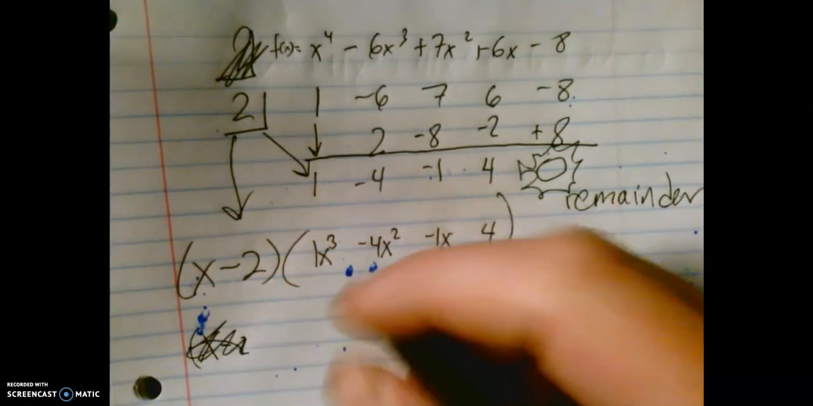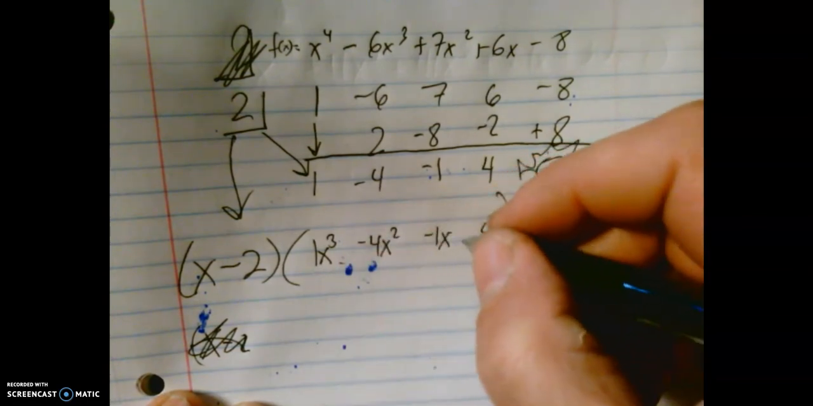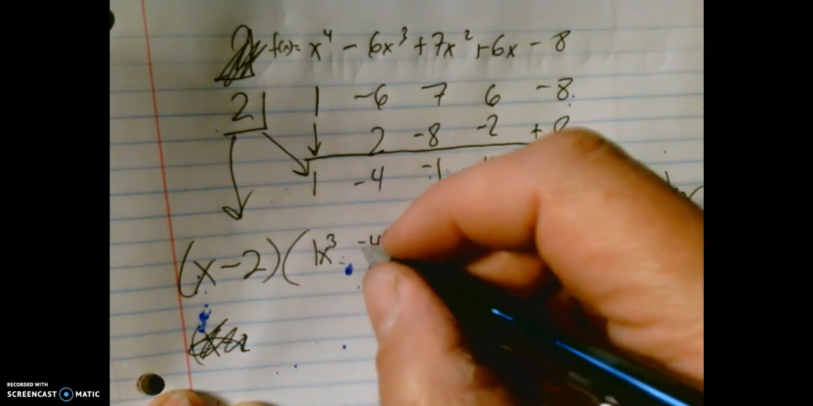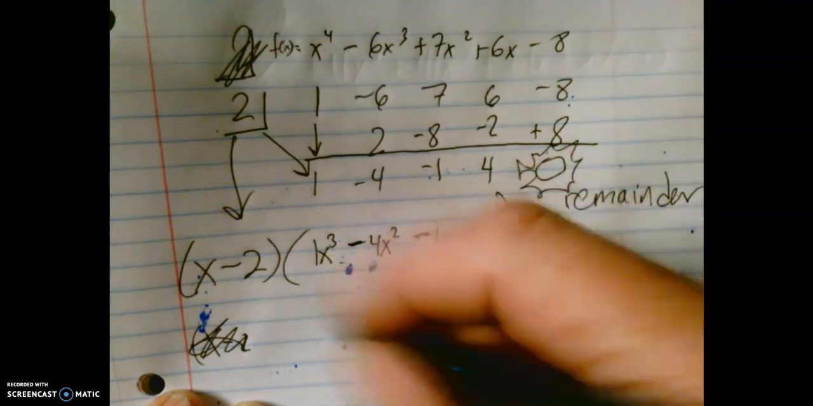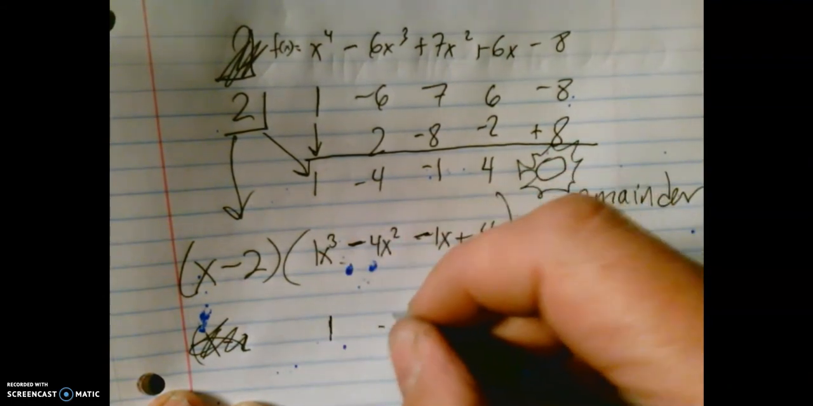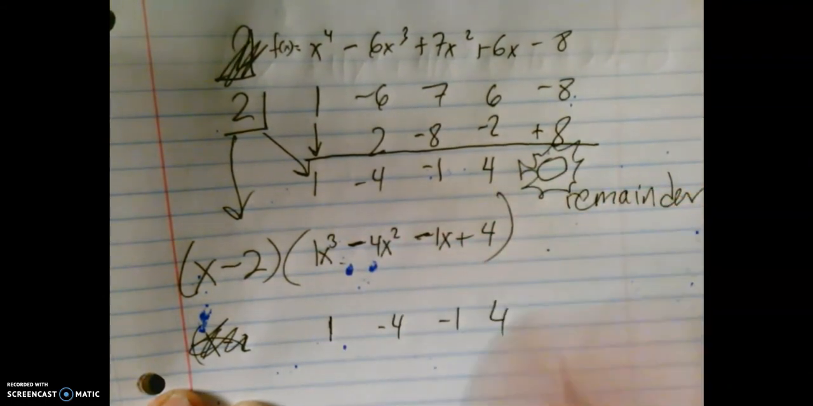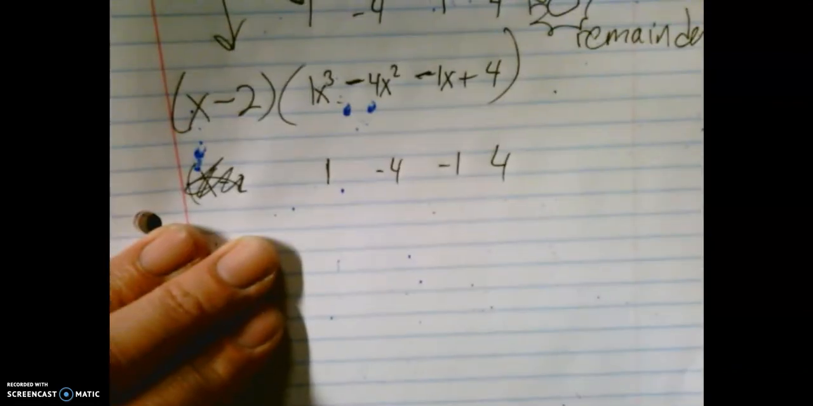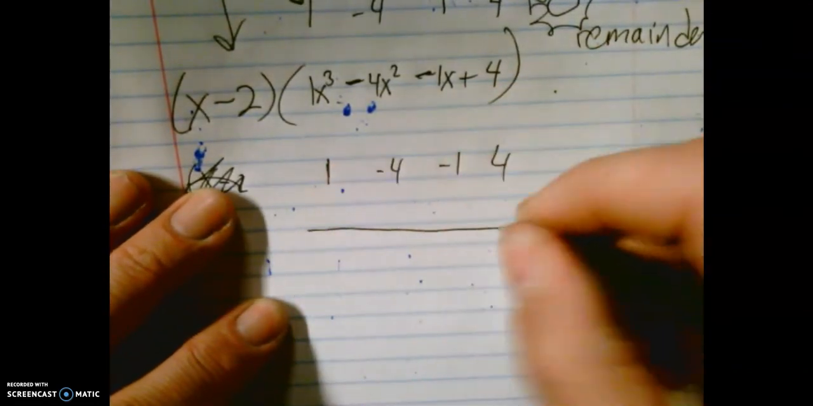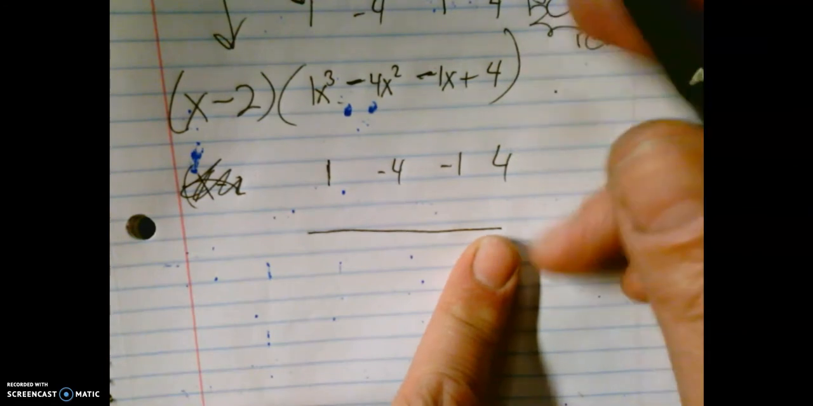Oh, I don't need that yet. We need to synthetically divide this wonderful thing. All right. So we're going to take this thing now, 1, -4, -1, 4, and use more paper to break it down more. Now the good news is we broke it down already a level.